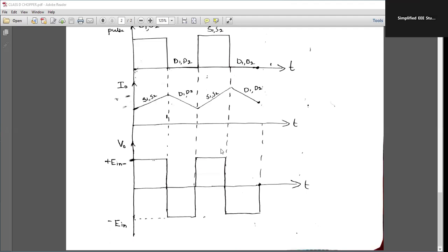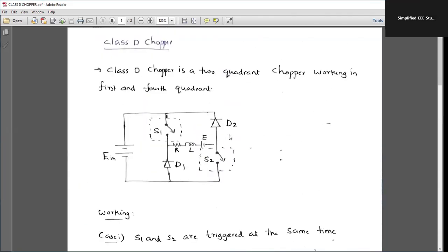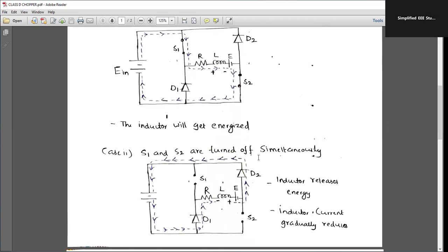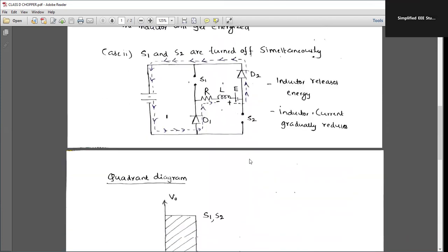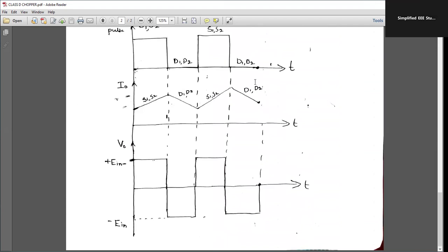Let us summarize the session. In this short video, I explained how the class D chopper operates. Here, the specialty is that S1 and S2 operate simultaneously, either turning on or turning off. You know that the type D chopper is going to operate in the first and fourth quadrant. So this is the basic information about the class D chopper.